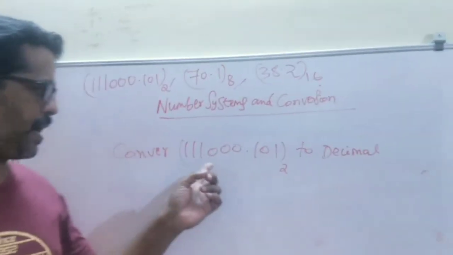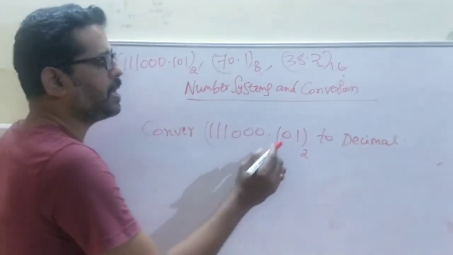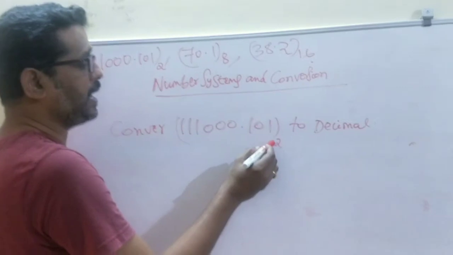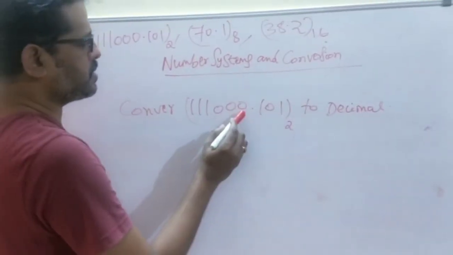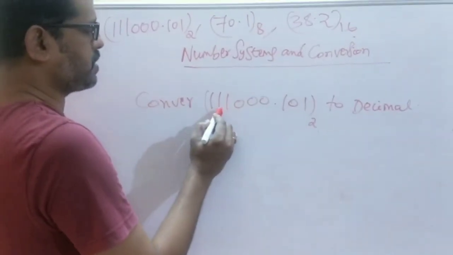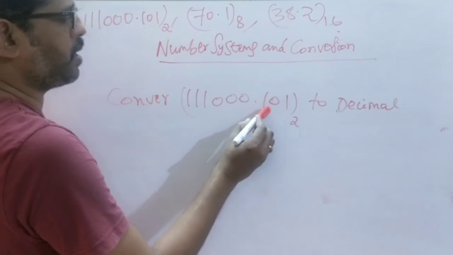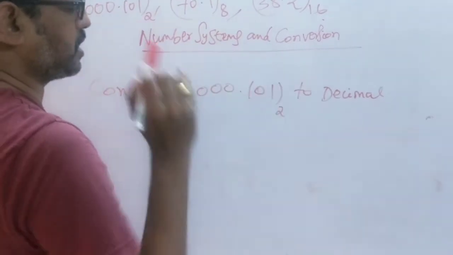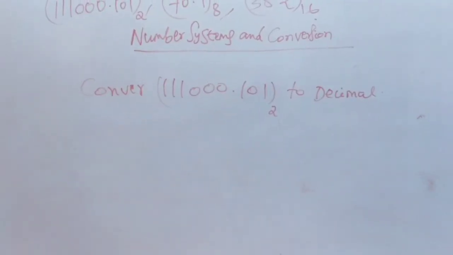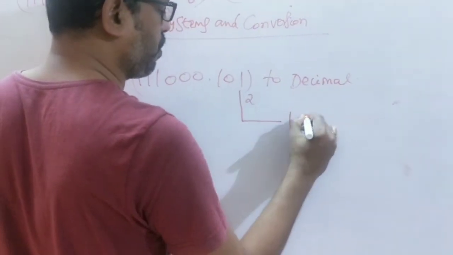Here I am trying to convert from binary to decimal. What I will do is multiply each binary digit by integral power of 2. This is 0th place, 1's place, 2's place, 3's place, and so on. For the fractional part, what will happen? After the 0th place, this becomes minus 1's place, minus 2's place, and minus 3's place.